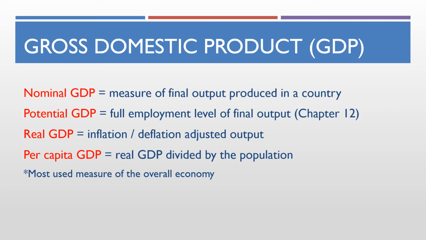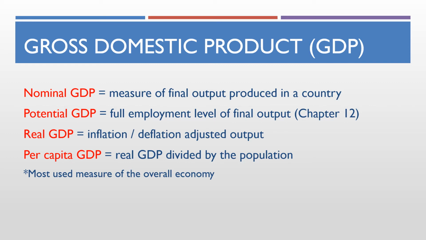In the later chapter, or maybe in the later sections, we are going to talk about a little different terminology. So we will have the term nominal GDP, which is the measure of the final output produced in a country, which is not price adjusted. And we have potential GDP, which reflects the full employment level of final output in a country, and we will mention that in chapter 12. And real GDP, we will talk about in the second section of the video, where this GDP output is the inflation or deflation adjusted GDP. So that means it's price adjusted.